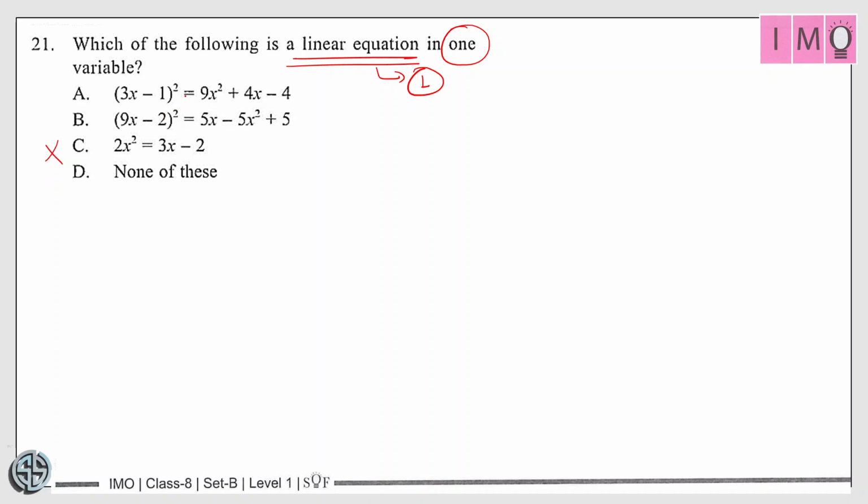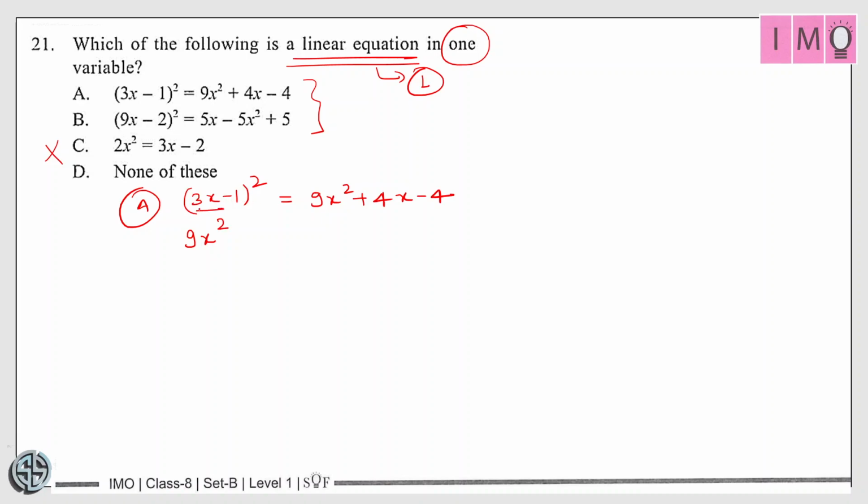Here options A and B also have the highest power of the variable as 2, but this may be cancelled out. So options A and B we have to check after expanding. So when you expand 3x minus 1 whole square, you will find (A minus B) whole square as A square. Means option A I am writing, 3x minus 1 whole square, we will expand it.